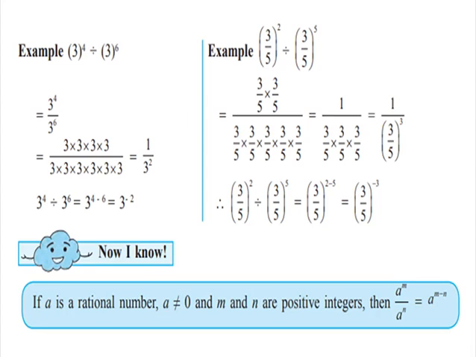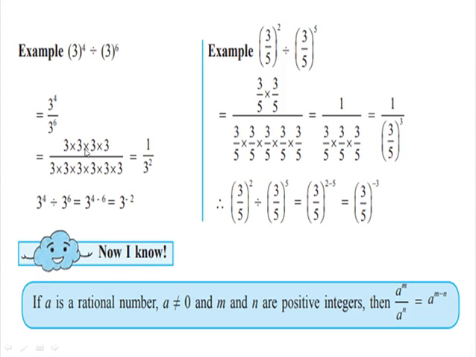Now, first example, 3 to the power 4 divided by 3 to the power 6. Again, if you look at this example, the base is same and the indices are positive integers. But here the index of numerator is smaller than index of the denominator. Now, let us see what happens. Here we will write it in the numerator denominator form, 3 to the power 4 upon 3 to the power 6.